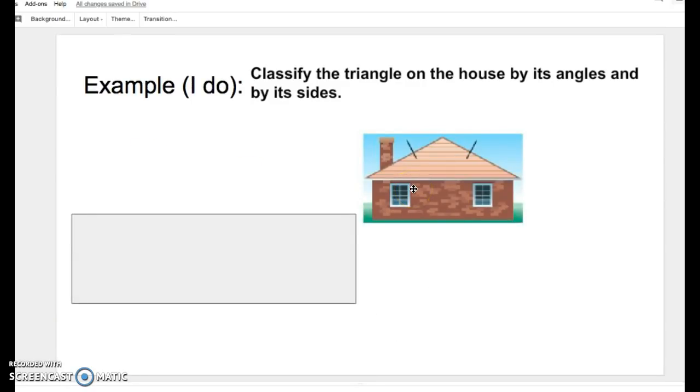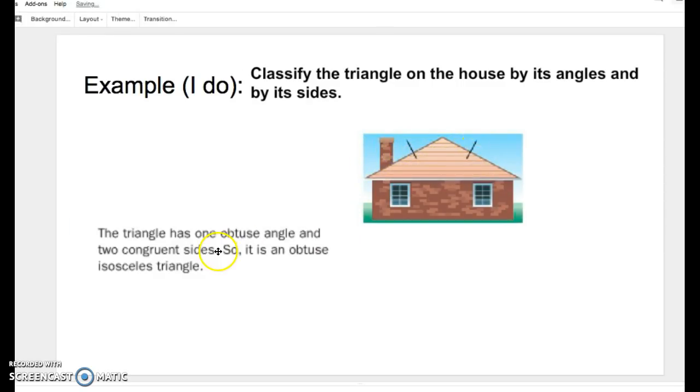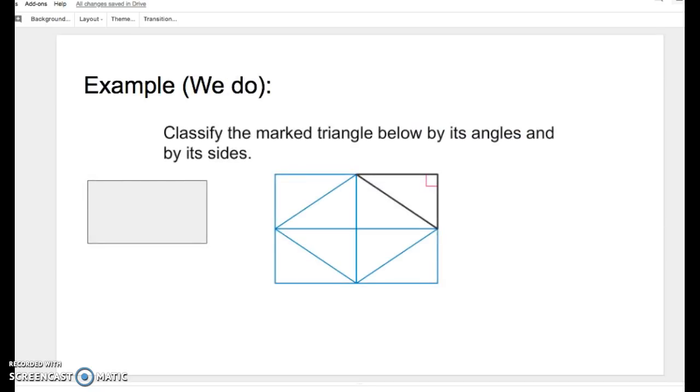This one: classify the triangle by its angles and sides. Looking at this, these hash marks tell me that they're the same. So you should have labeled it as an obtuse isosceles because there are 2 side lengths the same, and this obtuse angle. Classify the marked triangle below by its angles and sides. I know it has a right angle, so it has to be a right triangle. There are no hash marks, and if there are no hash marks, I'm going to assume that nothing is the same, and it's going to be a scalene triangle.